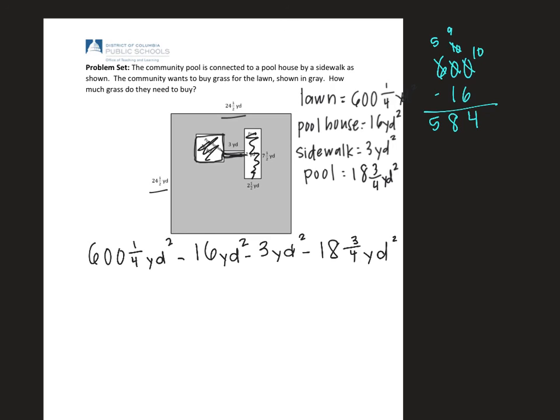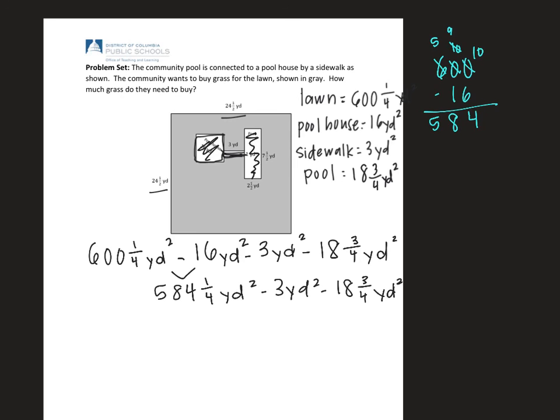Now, the 16 is done. We're done with the 16 yards. So this is going to give us 584 and 1/4 square yards, minus 3 square yards, minus 18 and 3/4 square yards. Okay, so now I'm going to take the 584 and I'm going to subtract 3. And when I do that, I'm going to get 581. And now I'm going to need to subtract the 18.